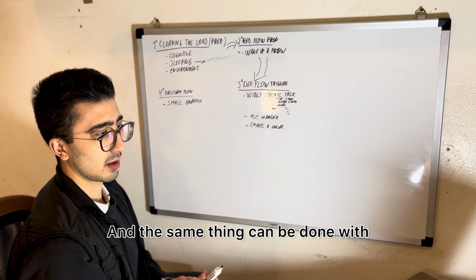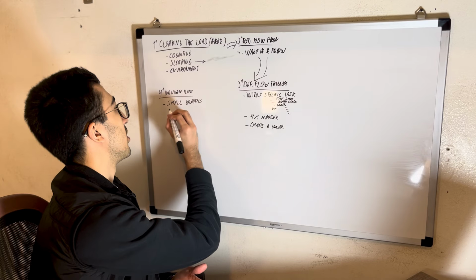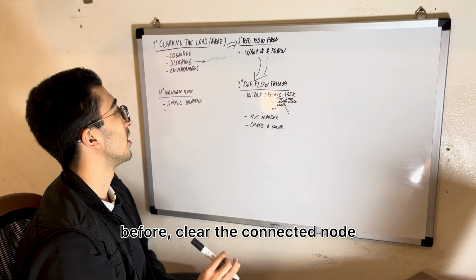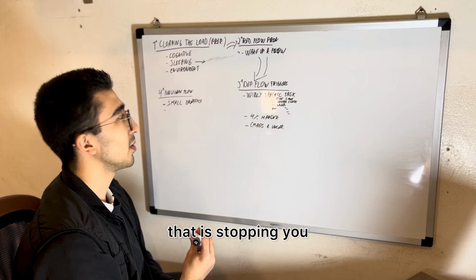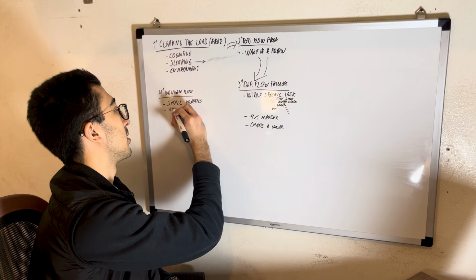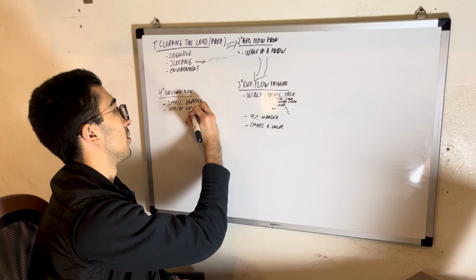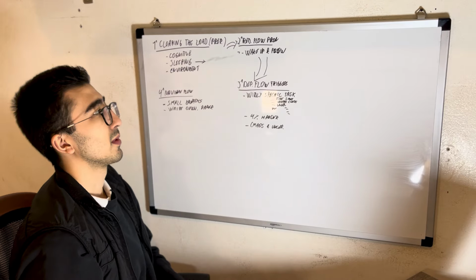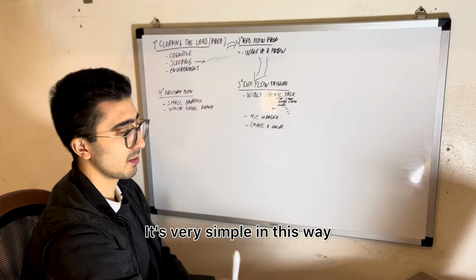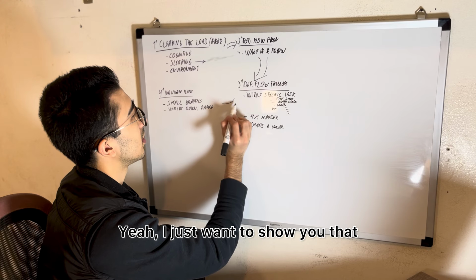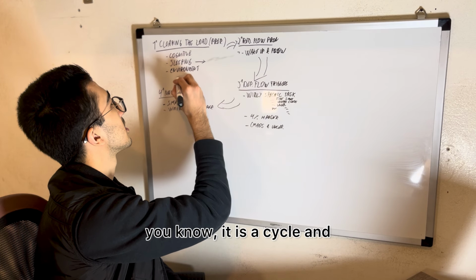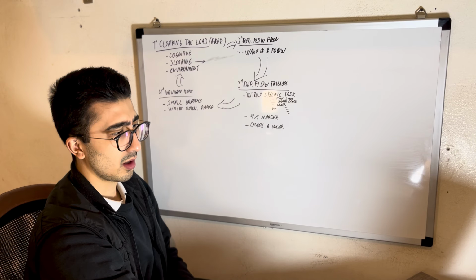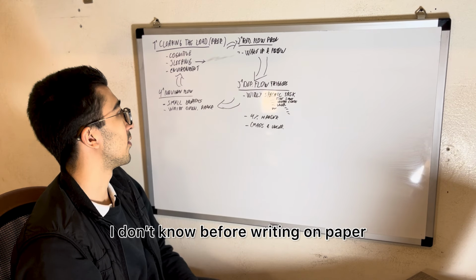And the same thing can be done with paper. As I told before, clear the cognitive load. If you have any kind of thing that is stopping you, you can actually write it down on a piece of paper. Writing down on paper, right? So it's very easy, very simple in this way. I just want to show you that it is a cycle, and it actually perpetuates itself. And the last part, as I told before, writing on paper, and also having boring breaks, right?